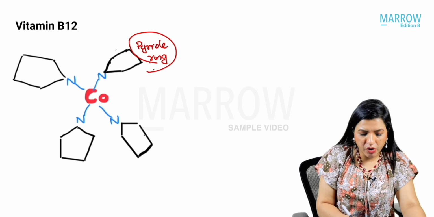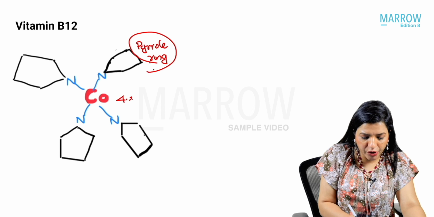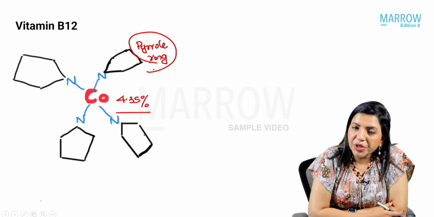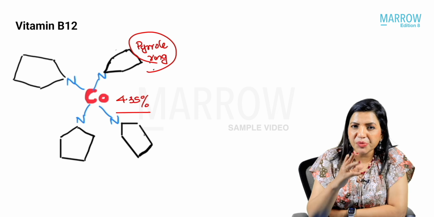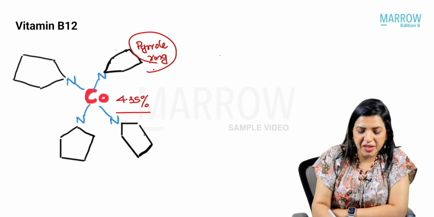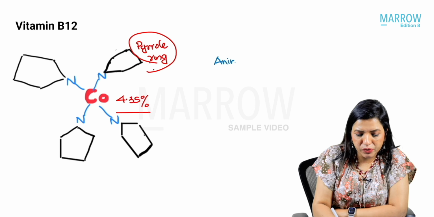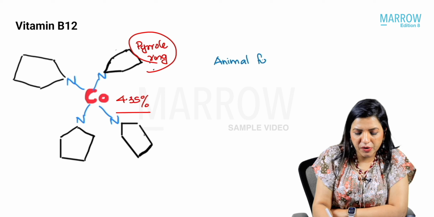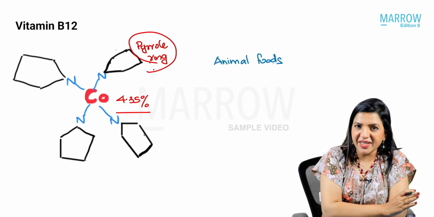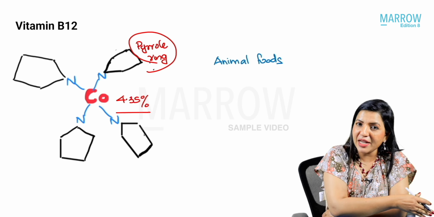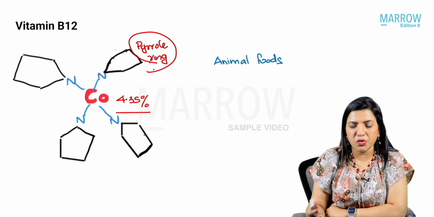The percentage of cobalt present is 4.35 percent. Okay. So about B12, we should understand what the primary sources of B12 are. It is primarily animal food. Just on the contrary to folic acid, which is of plant origin, this is of animal origin. Okay.